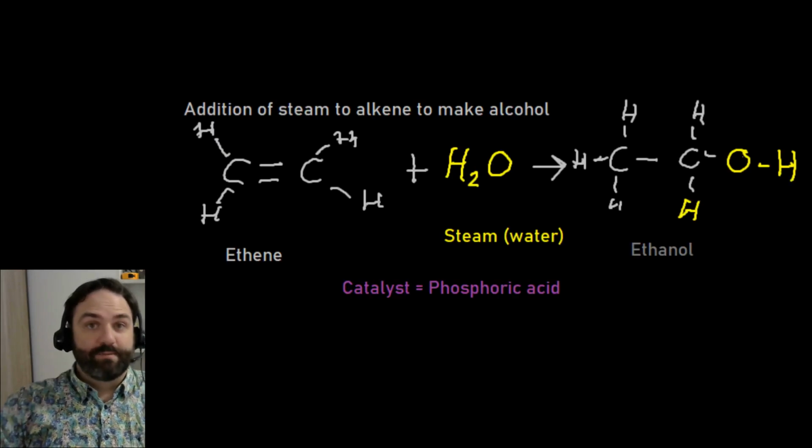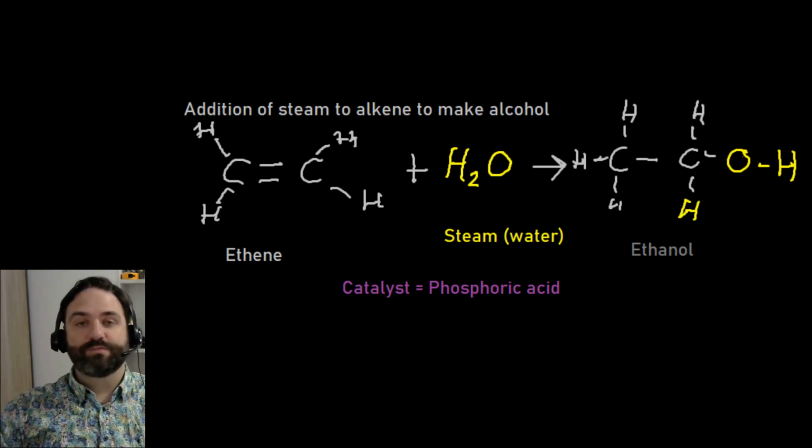Alcohols can be manufactured from alkenes by the addition of steam. Steam, of course, just being very hot water. The catalyst for that is phosphoric acid. And the double bond in the alkene will break, and the OH from the water and the other H from the water will add onto it and become an alcohol. In particular, the alcohol ethanol is very important, and there are two main ways of manufacturing ethanol.